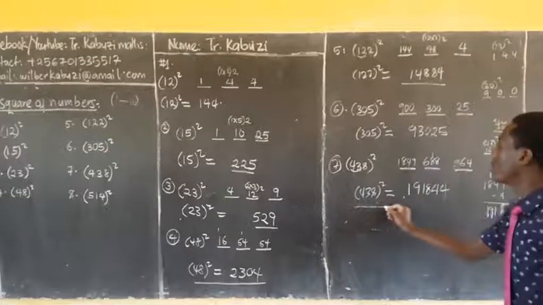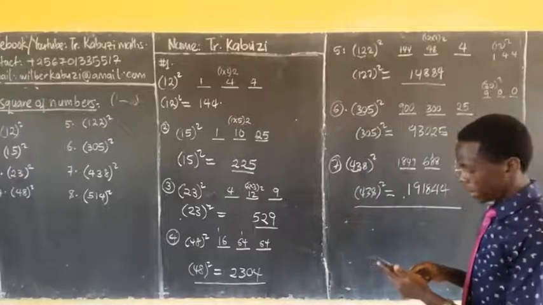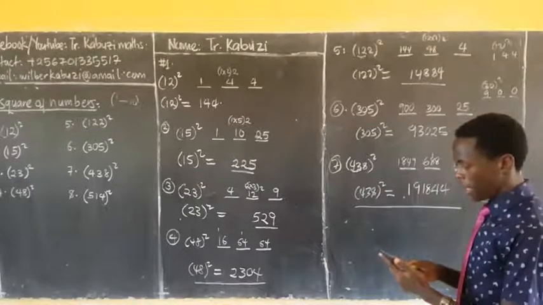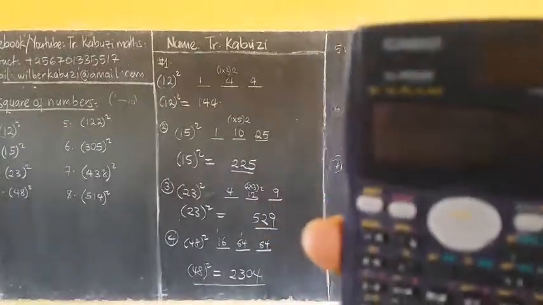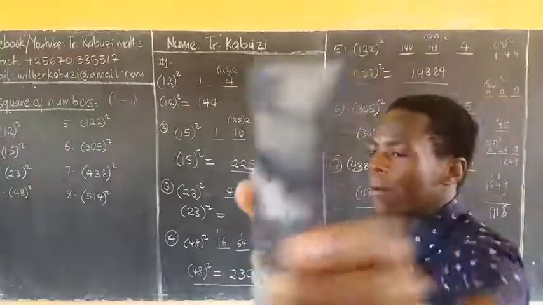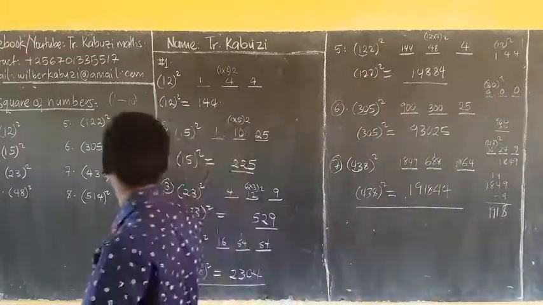And I'm sure when you square this, you get this answer. See? I think you can see that's the answer we are getting there. 191844. So members, I wish you the best. Try out number 8.